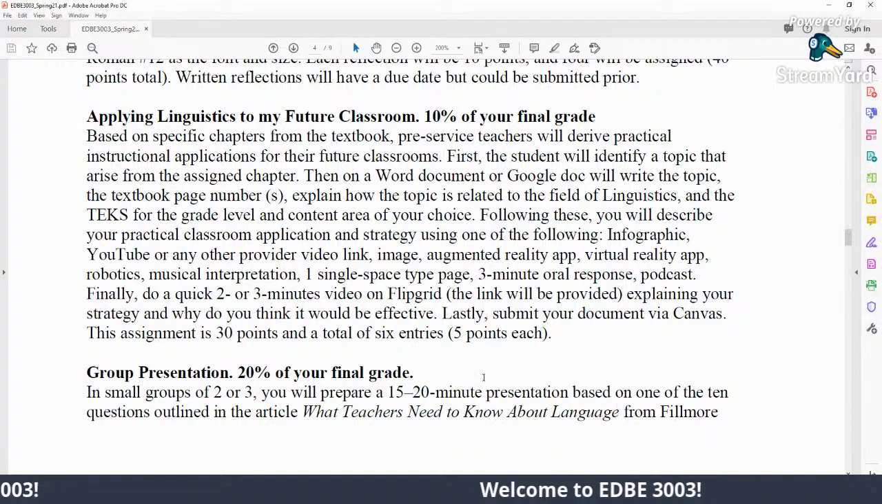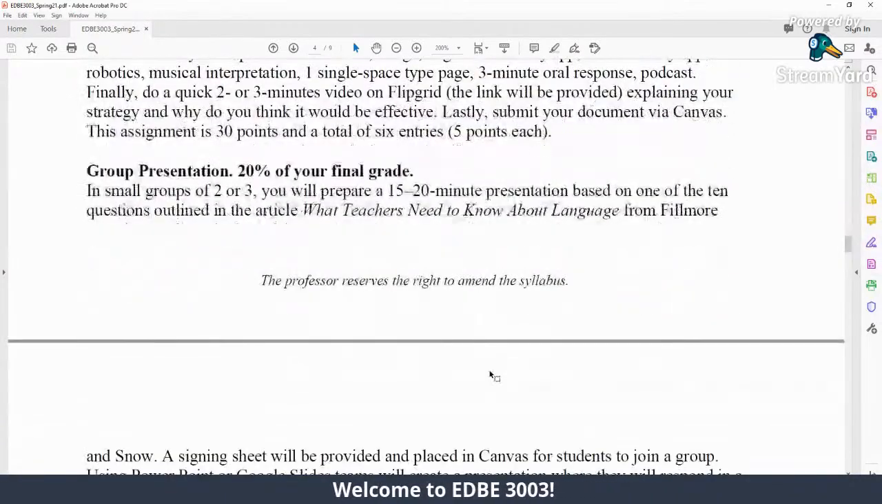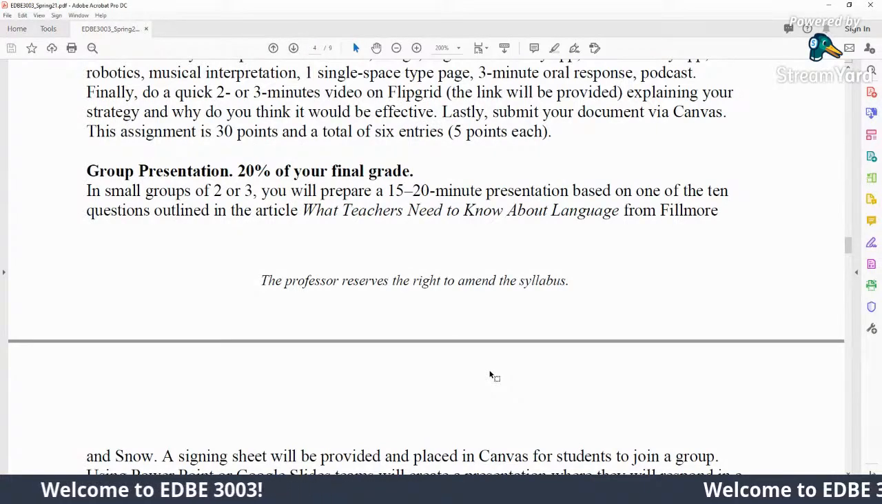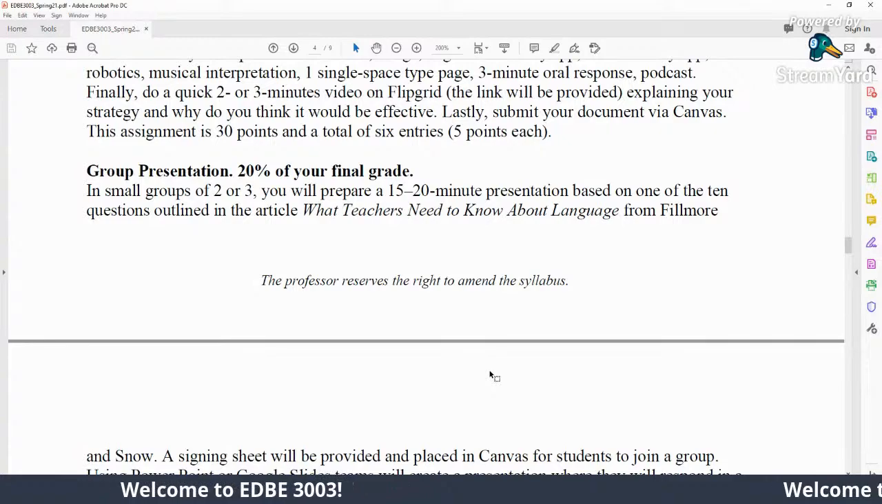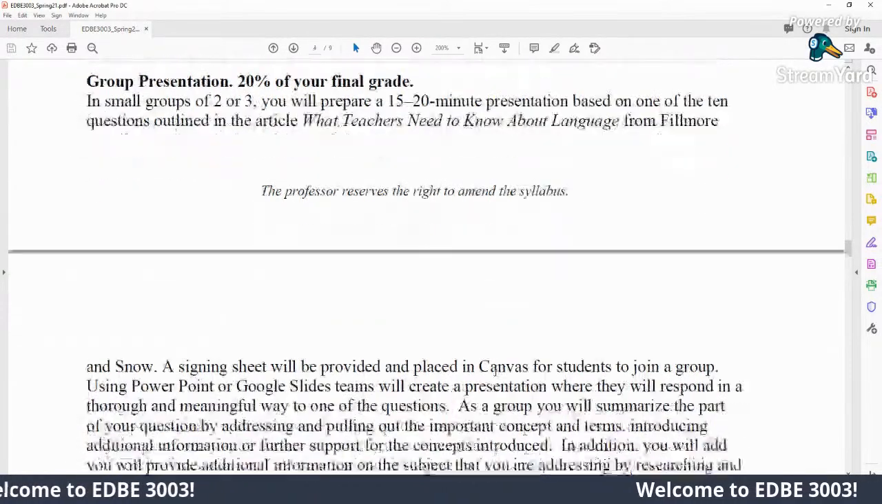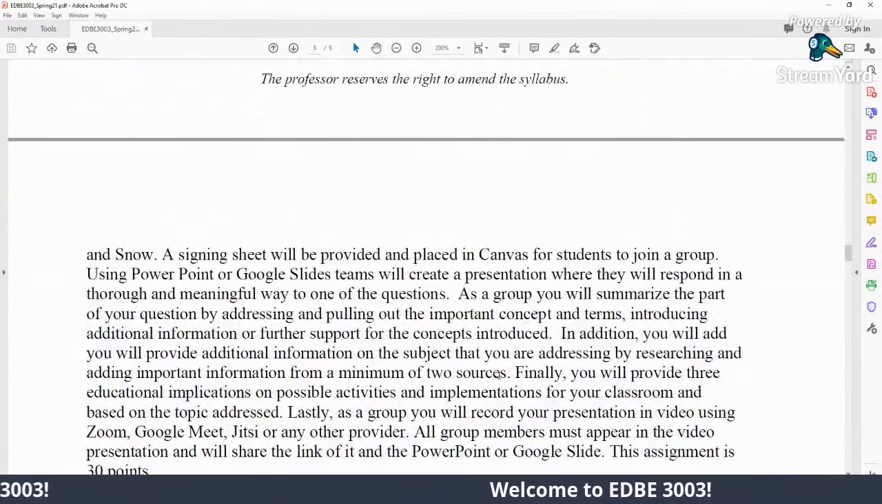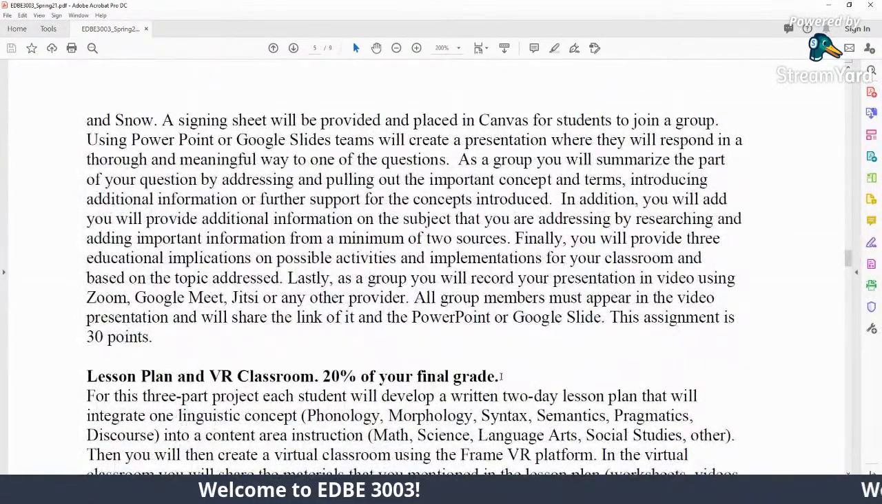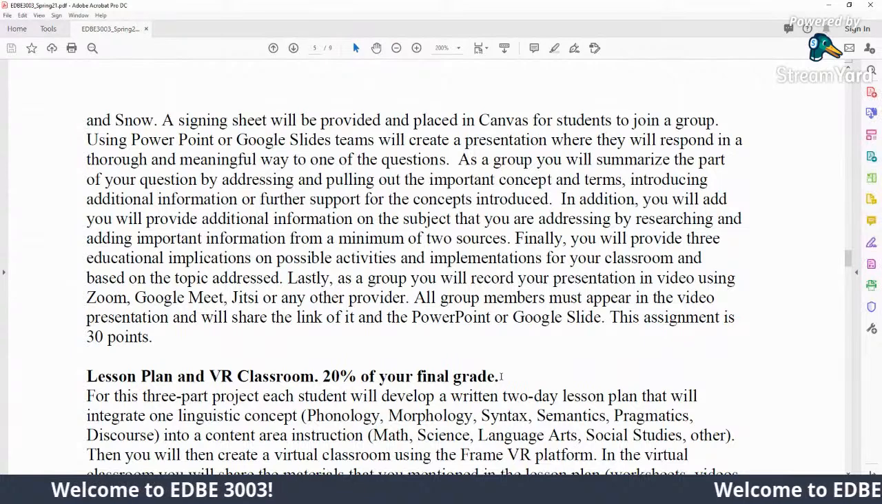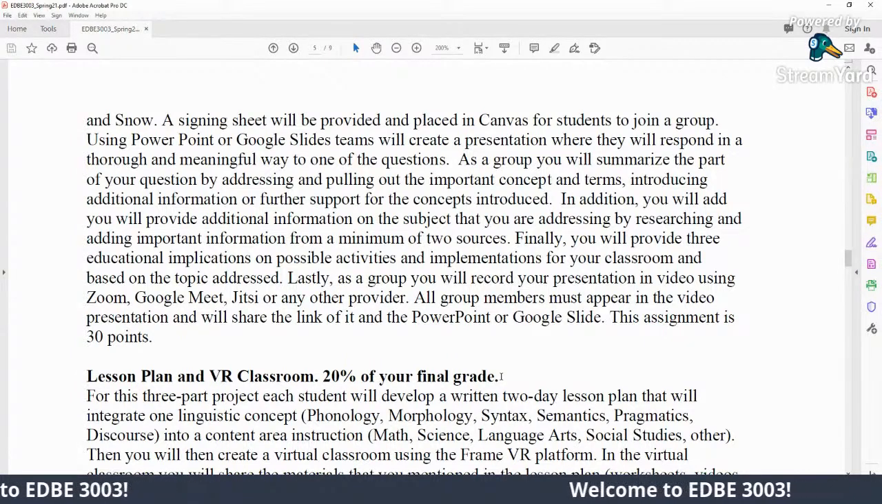Group presentation. In small groups of 2 or 3, you will prepare a 15 to 20-minute presentation based on one of the 10 questions outlined in the article, What Teachers Need to Know About Language, from Fillmore and Snow. A sign-in sheet will be provided and placed in Canvas for students to join a group. Using PowerPoint or Google Slides, teams will create a presentation where they will respond in a thorough and meaningful way to one of the questions.